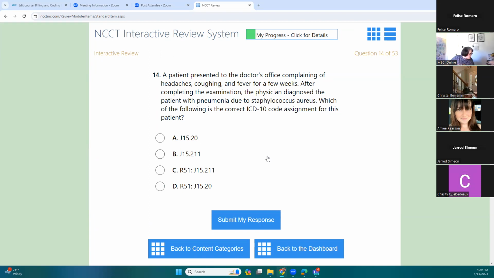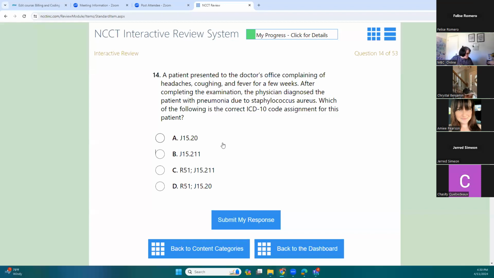J15.20 says pneumonia due to Staphylococcus. No, A has a red dot too. Huh? A has a red dot too. Oh, no, J15.20. Oh, 20, I'm sorry. Yeah, J15.2 has the red dot, not 20. Yes. Okay.